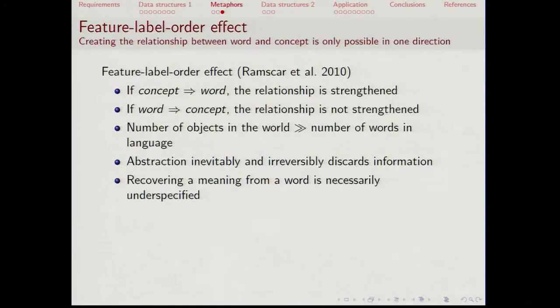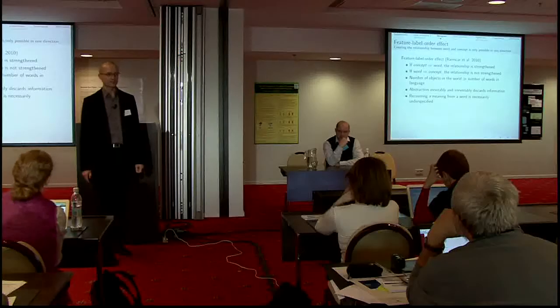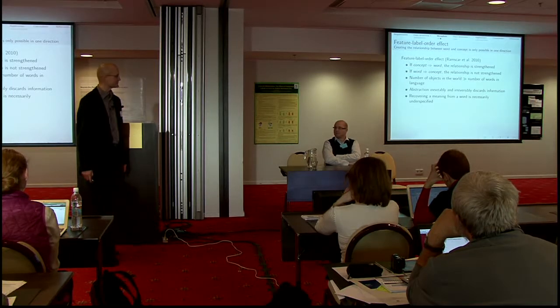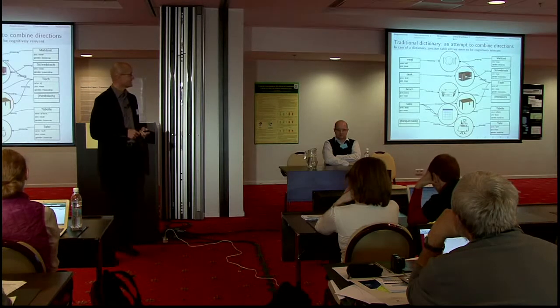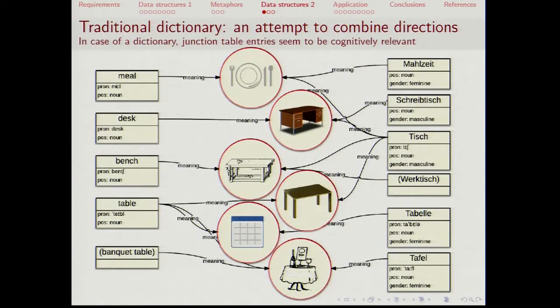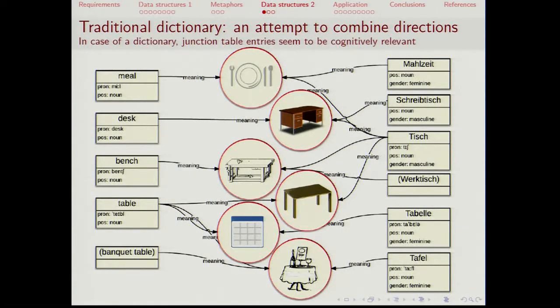And a nicer way to say it is that recovering a meaning from a word is necessarily underspecified. There is not enough information in a word to know what it means. It means many more things than is directly encoded in it. So back to the data structure. Here we basically have words and meanings, and words mean things, or for each word there is the property of meaning something. We could in principle turn this around based on the previous discussion.